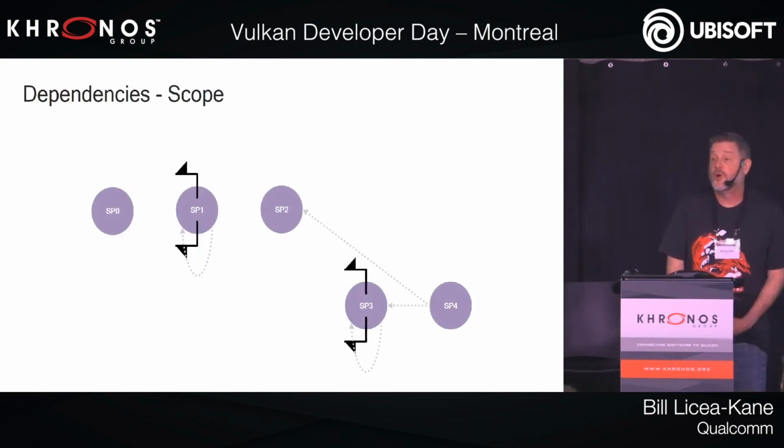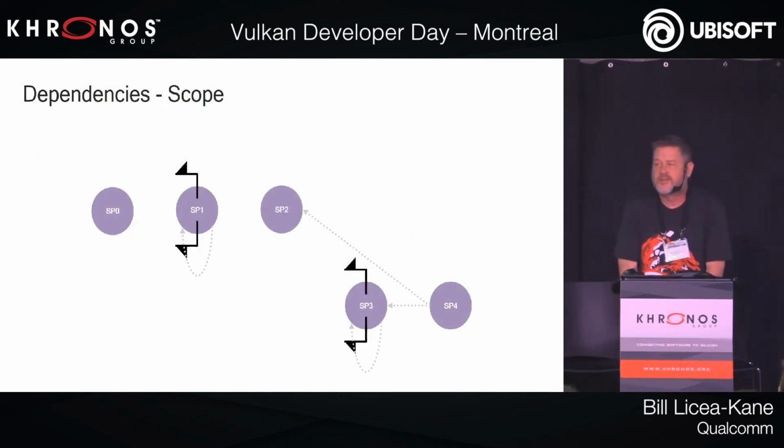So, dependencies and scopes on render passes. This is one of the things that's kind of nice on both desktop and on mobile, on the render pass features. So all the pipeline barriers and other barrier instructions in Vulkan have to do with prior scope and following scope.